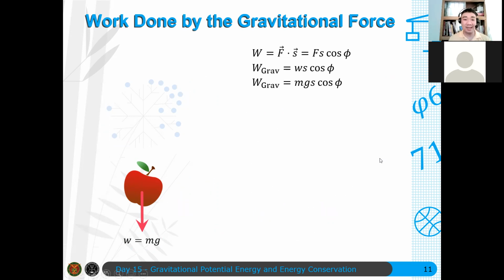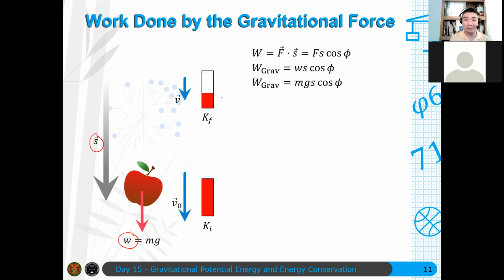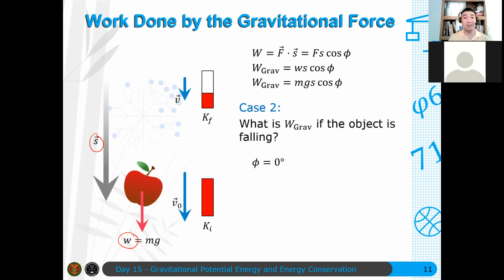Okay. What if pabaliktad naman? What if pababa yung object? Pababa si apple. If pababa si apple, now both the weight and the displacement act in the same direction. And what will happen is the velocity will now increase. And thus, by work kinetic energy theorem, magiging positive ang work. So this means that for an object that's falling, the angle between them is zero, they're parallel to each other. Ang mangyayari ay, work is just mgs cosine zero, and therefore, it's positive in nature. Work done is positive. Malinaw ba to?